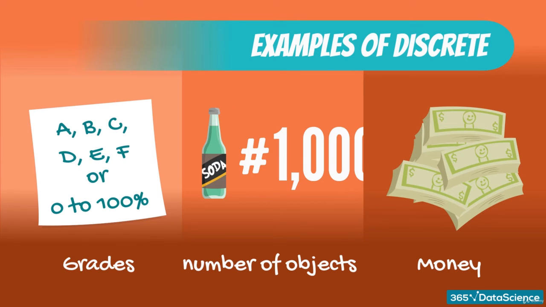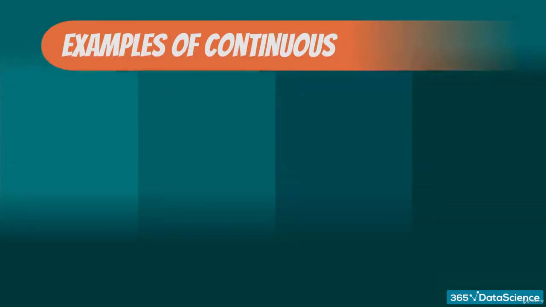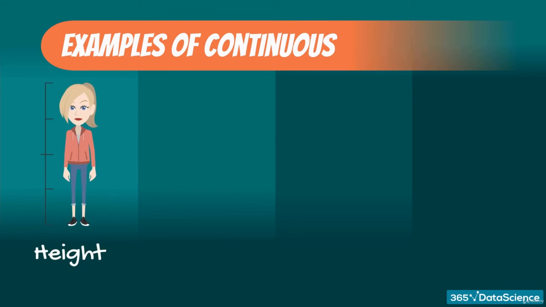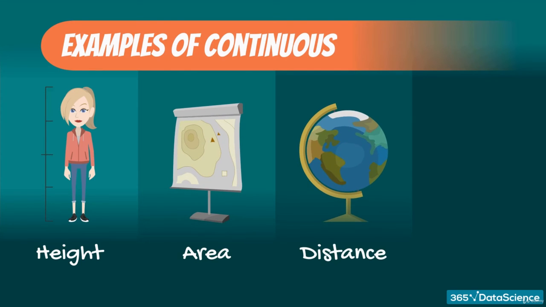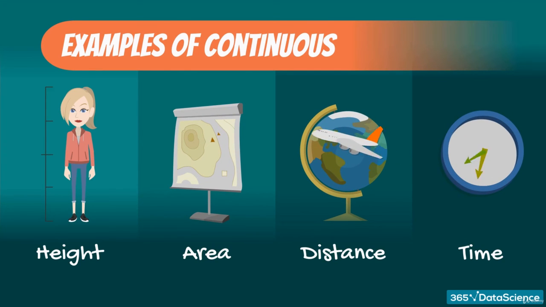You can't pay $1.243. You can only pay $1.24. That's because the difference between two sums of money can be 1 cent at most. What else is continuous? Apart from weight, other measurements are also continuous. Examples are height, area, distance, and time. All of these can vary by infinitely smaller amounts, incomprehensible for a human.